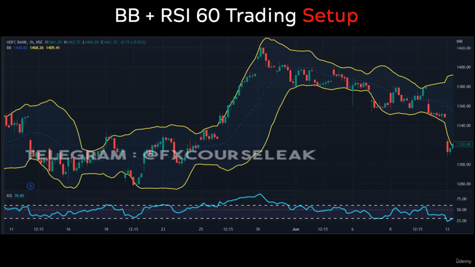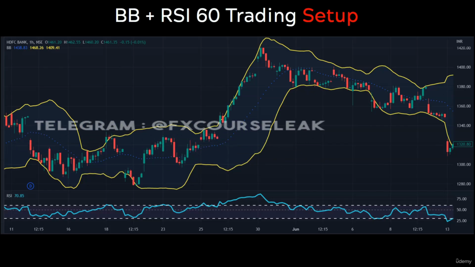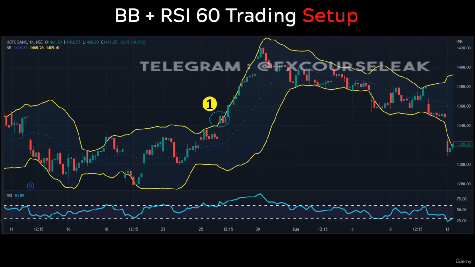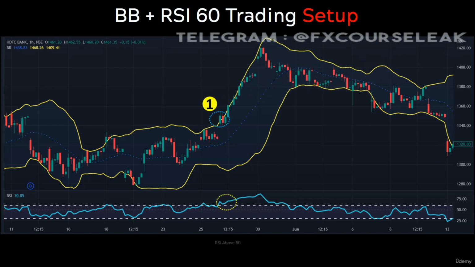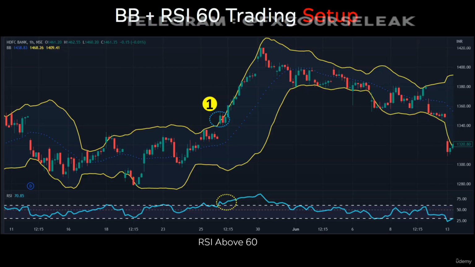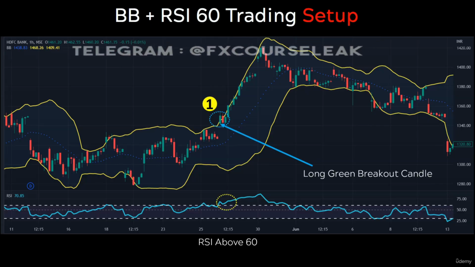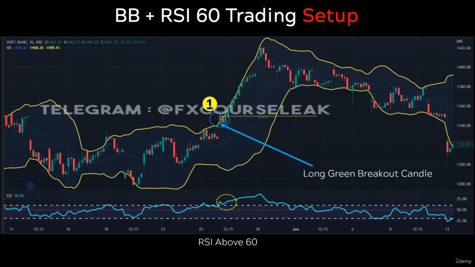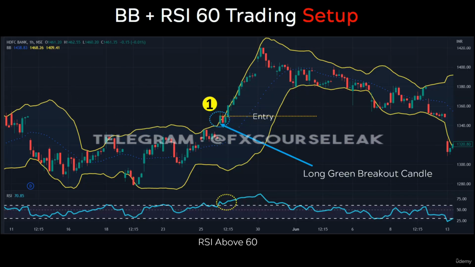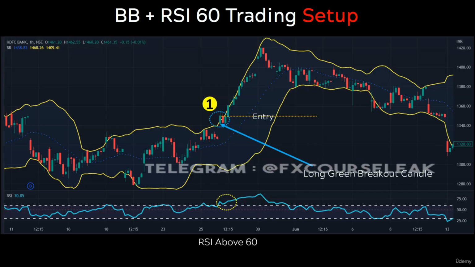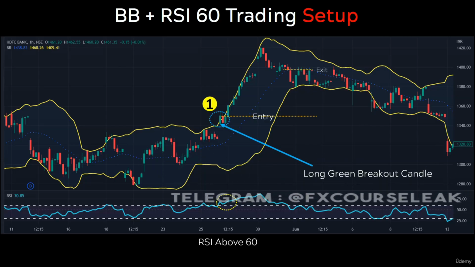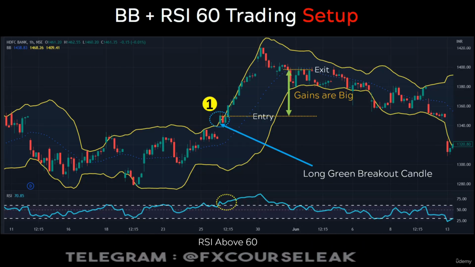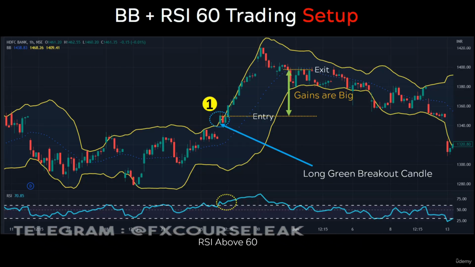Now the first example is of HDFC Bank. Just notice the region represented by 1. As you can see here, RSI is above 60 and this long green candle closes above the upper band. Now this breakout candle confirms the entry at the next candle and we take our entry around here. As you can see with this breakout strategy, we ride the trend higher and exit at around here where price crosses this mid moving average line or this mid band. So this was a good profitable trade.